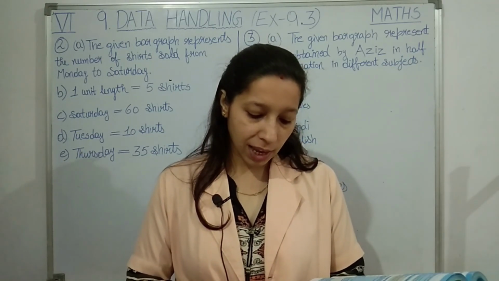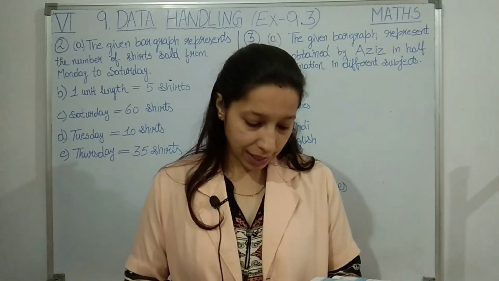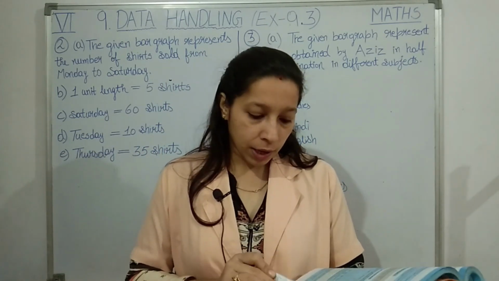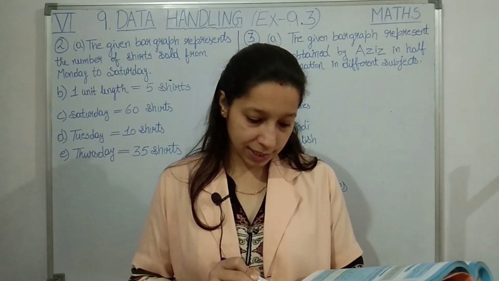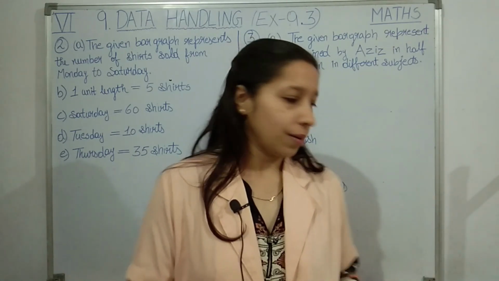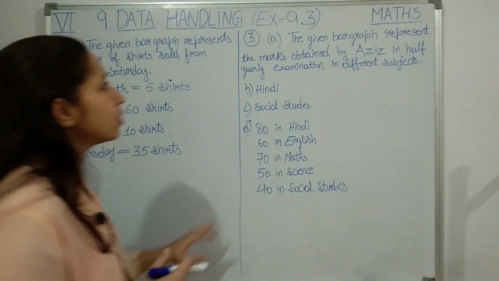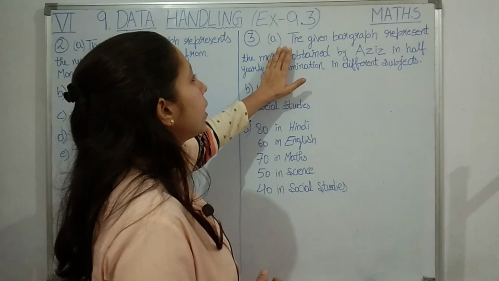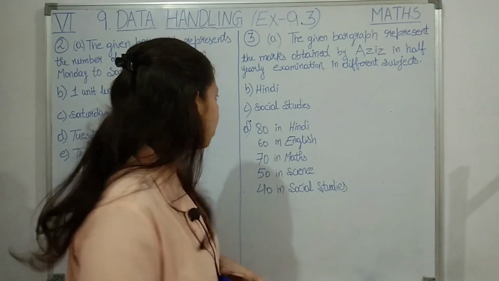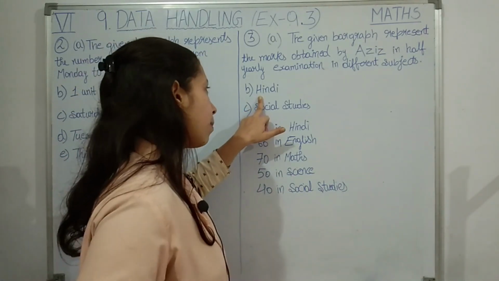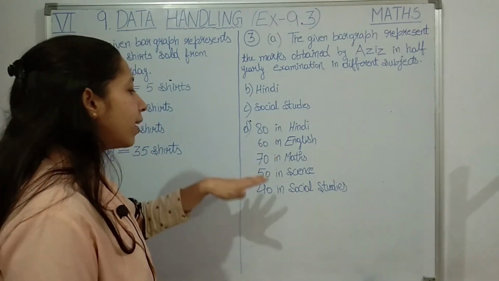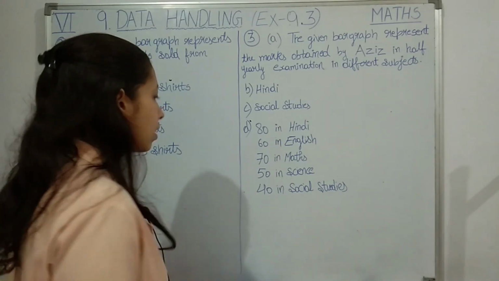Then point number D. State the name of the subjects and marks obtained in each of them. Hindi, you will see each subject and you will see where the bar is going. Okay. For Hindi, 80. For English, 60. For Maths, 70. For Science, 50. For Social Studies, 40. Understood, students? So here I have already written the answers. Whatever I have explained you, that is written here. Point A. The given bar graph represent the marks obtained by Aziz in half-yearly examinations in different subjects. Then in Hindi he has scored the maximum marks. In Social Studies he has scored the minimum marks. Then 18 Hindi, 16 English, 17 Maths, 15 Science and 14 Social Studies.